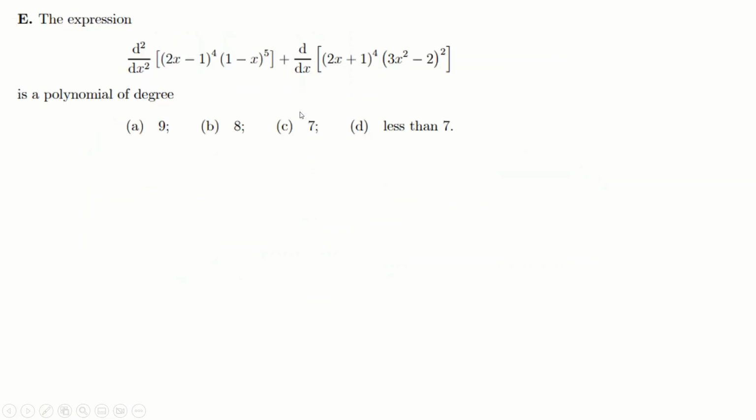Nice question. E is a brutal question. Whoever wrote this was just laughing and trolling everyone. So initially when you look at this, you think, well, that's got highest power x of 4, that's highest power x of 5, differentiate it twice to get highest power x of 7. And then you look at this one, you go, okay, highest power x of 4, highest power x of 4, multiply to get highest power x of 8, differentiate to get x of 7. Good, so the answer is 7.